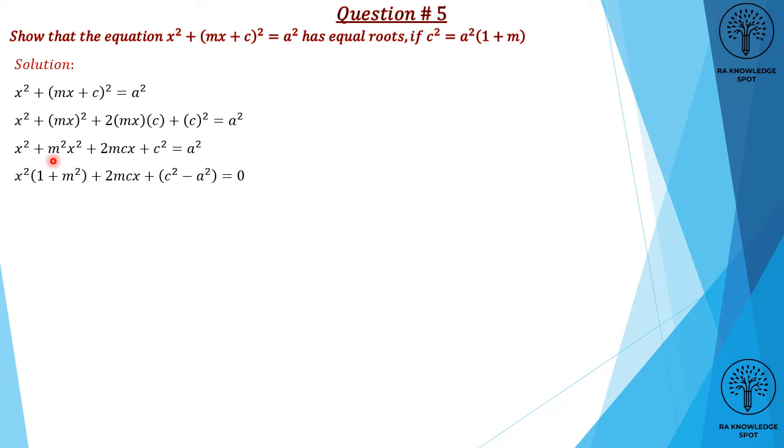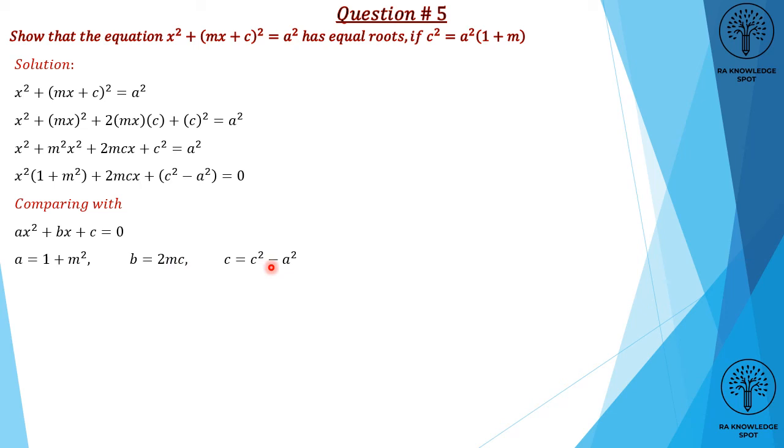But I have done here, just take the common, x square is common. Here the number will be 1 plus m square. All the number that is written with x will be your B, and the rest of the number we call C. A square is positive and here it will be negative. Now comparing with the quadratic equation, this is your A, this is your B, and this is your C.